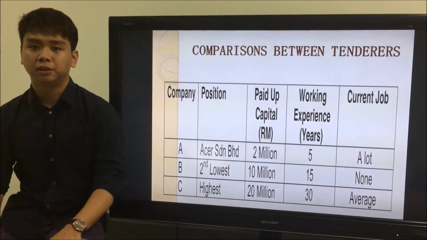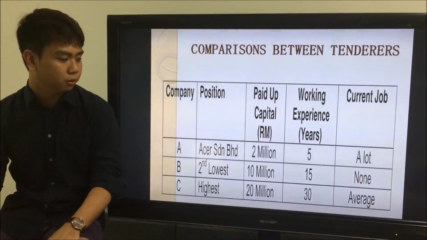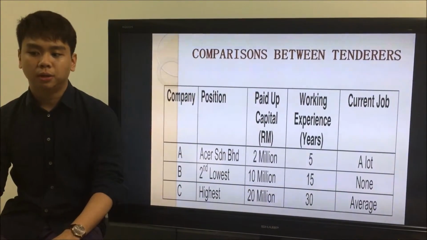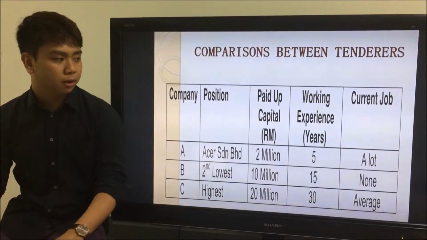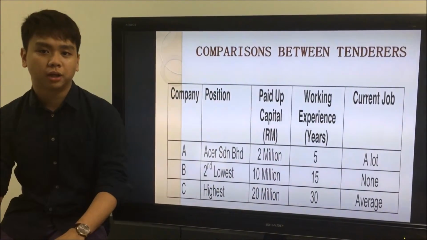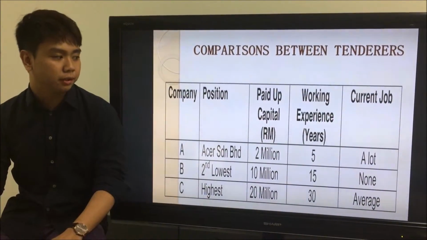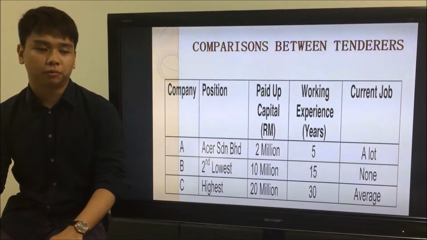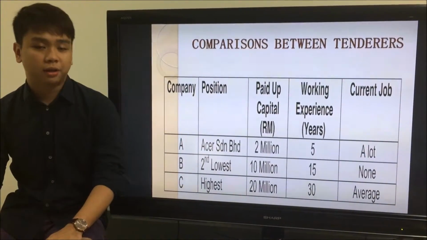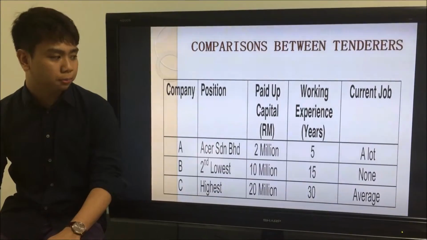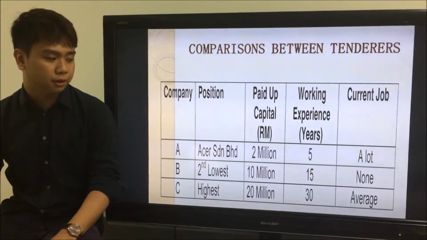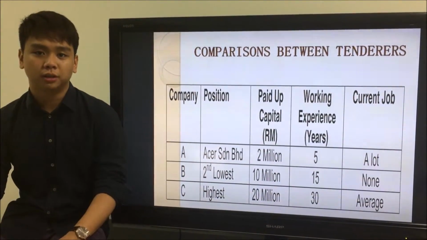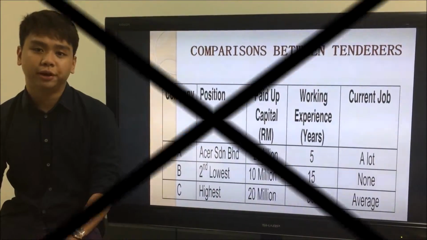As a summary for the comparison between the tenderers, it is shown in the table. You can see that Acer Sendirian Berhad is the lowest tenderer among all, with a payout capital of 2 million and a working experience of 5 years and a lot of current job in hand. And the second lowest tenderer is Acer Sendirian Berhad with a payout capital of 10 million and working experience of 15 years and no current job in hand. And lastly, Raksos Company is the highest among all the tenderers with a payout capital of 20 million and working experience of 30 years and current job is average.